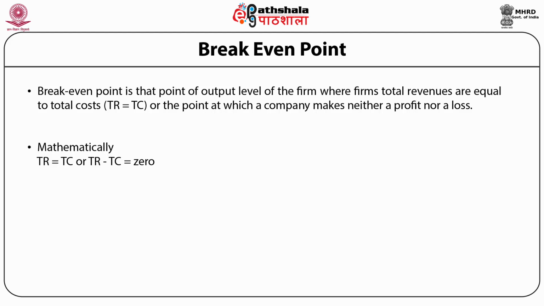It may, however, be noted that by producing at the level of break-even point, a firm covers only its cost of production. Normal profit is included in the cost of production. Thus, a break-even point is a point where the firm gets only normal profit or zero economic profit.